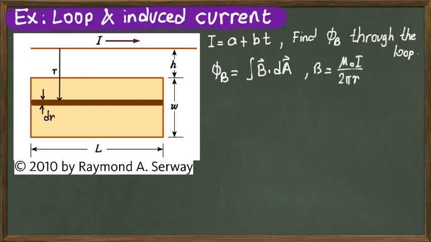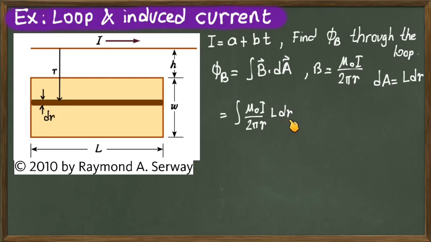So, B is mu0 I divided by 2 pi r, and dA is L times dr, because I'm talking about the area of the stripe, not the whole area of the rectangle. Because I divide the whole rectangle into small stripes. So this is the expression, B times dA, the expression inside the integral. Okay? And I'll put this expression inside the integral to find the integrand, mu0 times I divided by 2 pi r times L times dr.